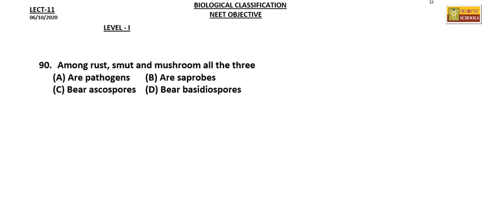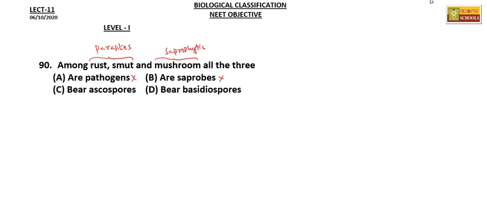The next question, among rust, smut and mushroom, all the three are. Here, rust and smuts are parasites, while mushroom is saprophytic. So all the three are pathogens: no, mushroom is not a pathogen, so this is wrong. Then all the three are saprophytes: no, rust and smuts are parasites and mushroom is saprophytic, so this is also wrong.